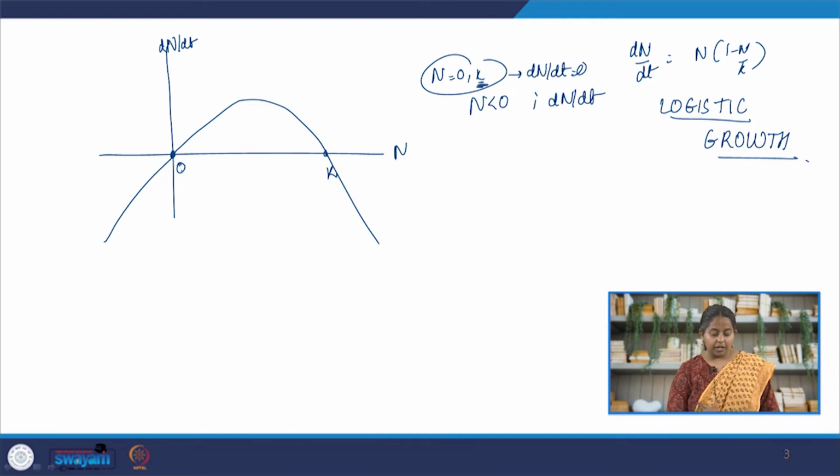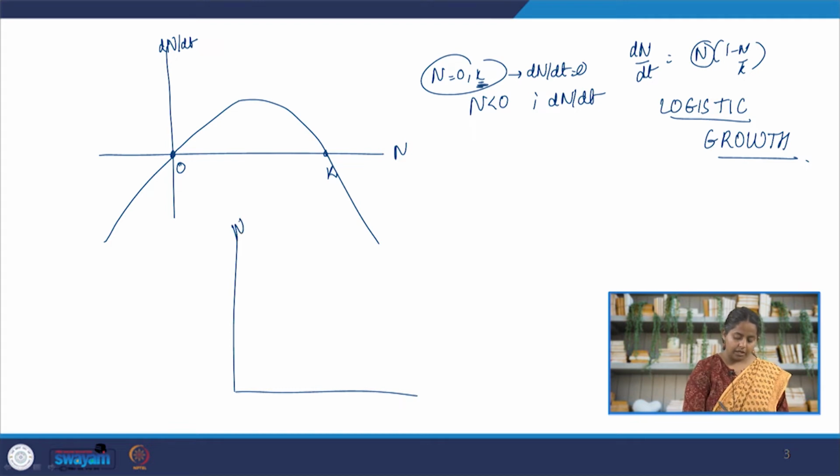Now, this plot is sufficient for us to understand the behavior of N with time, even though it is not sufficient to tell us the exact amount of bacteria at a given time if we know the initial count. But it will help us understand how the bacterial population is behaving. So let us use this to plot N versus time, which is what we want, but in a qualitative way. You should not expect exact values here, 10 to the power 4, 10 to the power 8, no. We are looking at a qualitative approach.